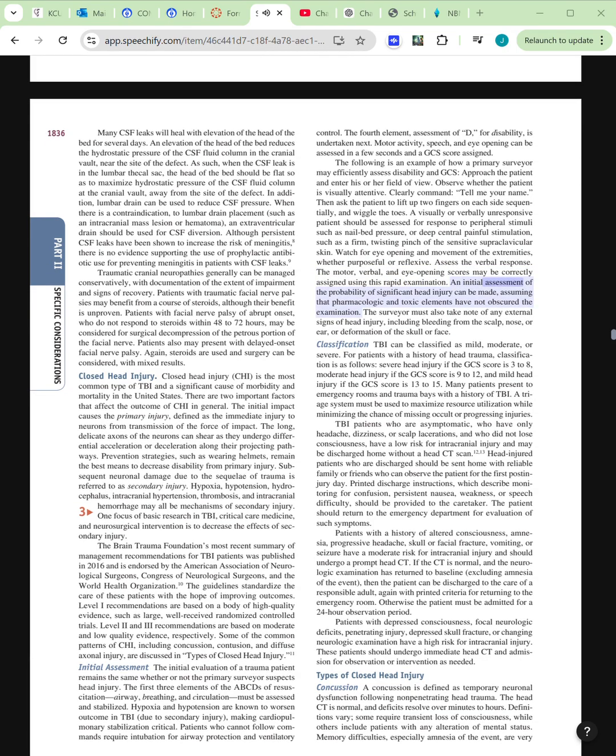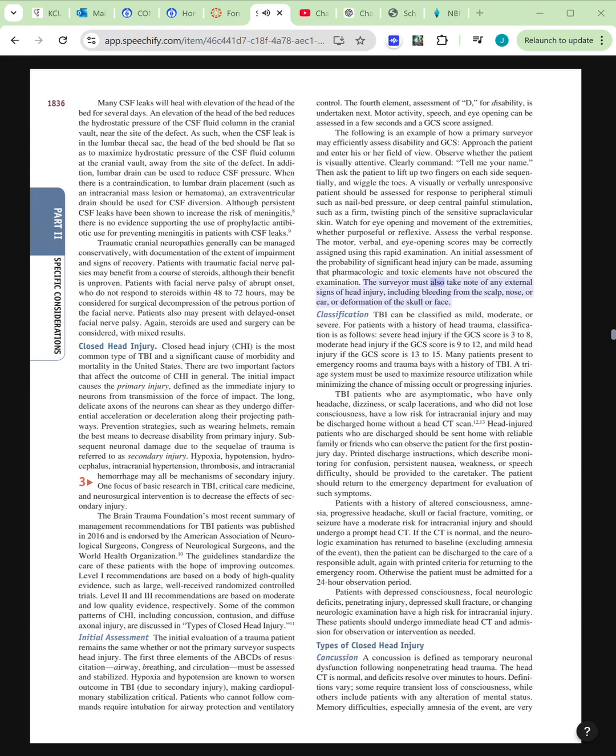An initial assessment of the probability of significant head injury can be made, assuming that pharmacologic and toxic elements have not obscured the examination. The surveyor must also take note of any external signs of head injury, including bleeding from the scalp, nose, or ear, or deformation of the skull or face.